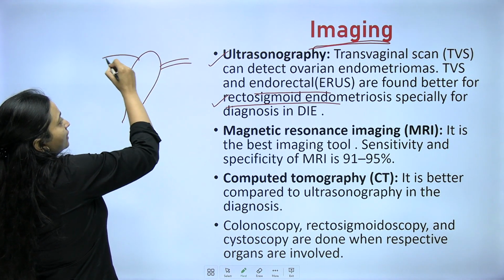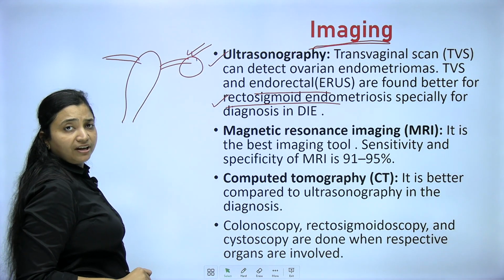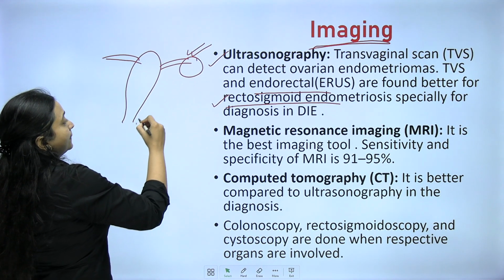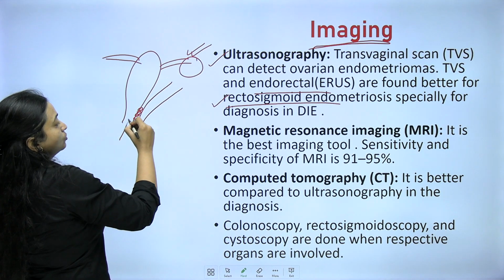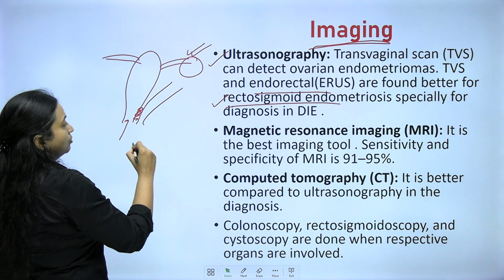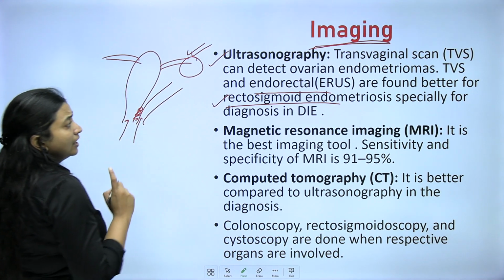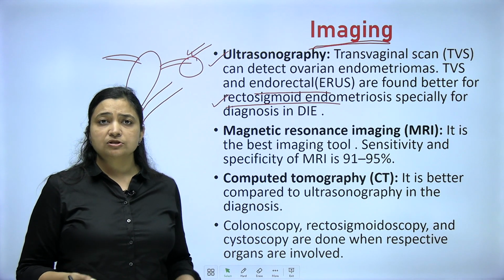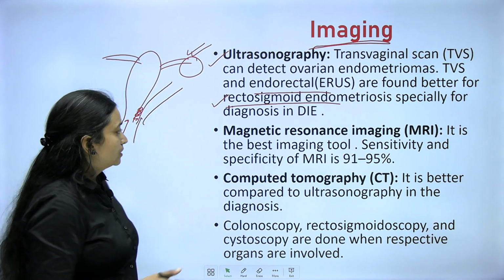Generally, if there is ovarian endometrioma, yes, you can pick it up with sonography very well, either transabdominal or transvaginal. But if the rectosigmoid junction is involved, it's better to go either by the transvaginal route or the transrectal route. But ultrasonography may miss many deposits which we are not able to see, either because they are small or they are at places where we cannot reach.